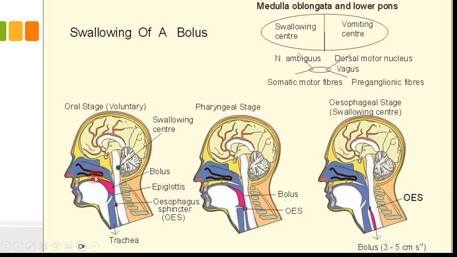Okay, so you can see our oral stage is, I believe this red thing is the bolus, right? So we're chewing it. Here's the voluntary stage right here, just before we're gonna gulp right there. We can still spit out, right? This white part right here is your tongue, by the way. So the red's the bolus.